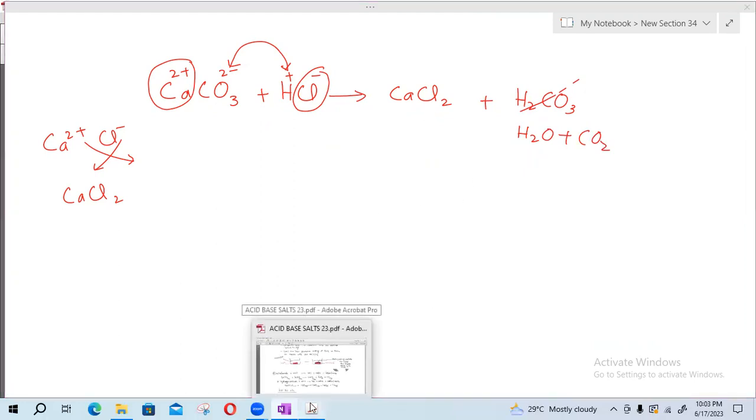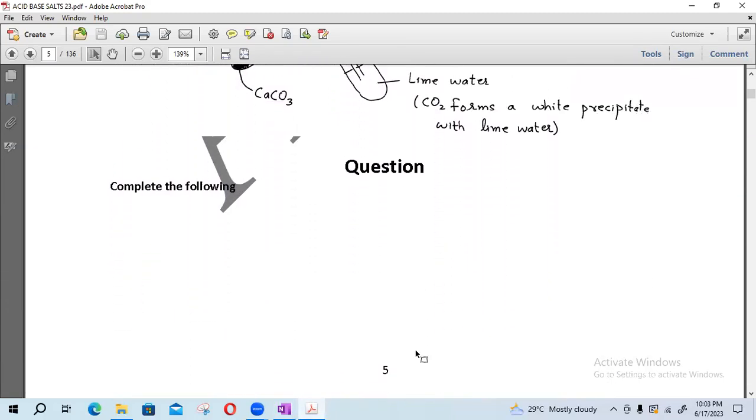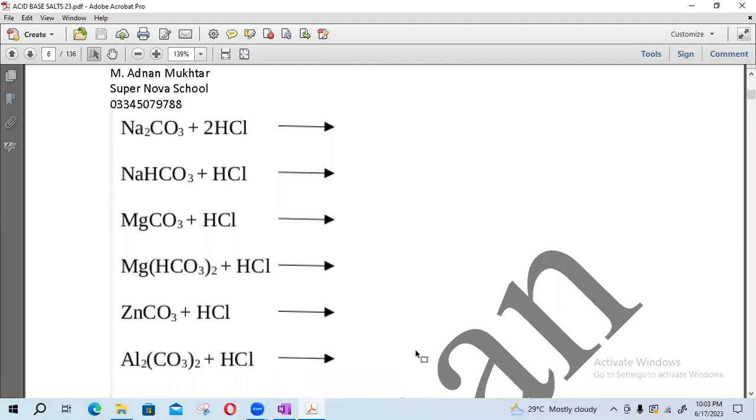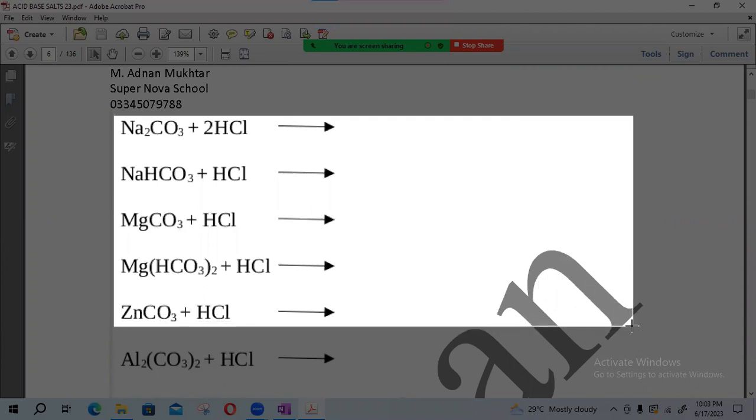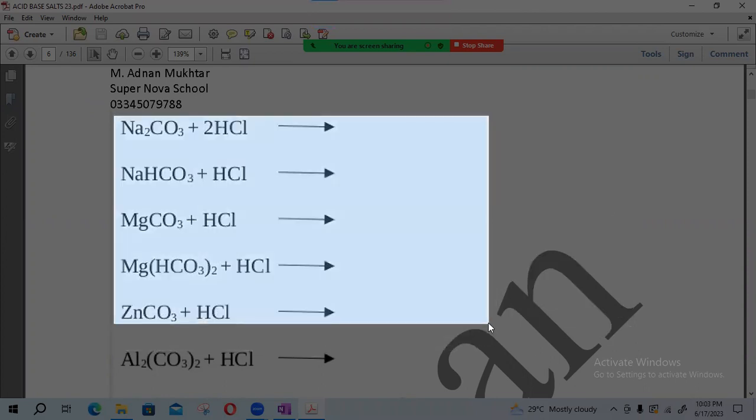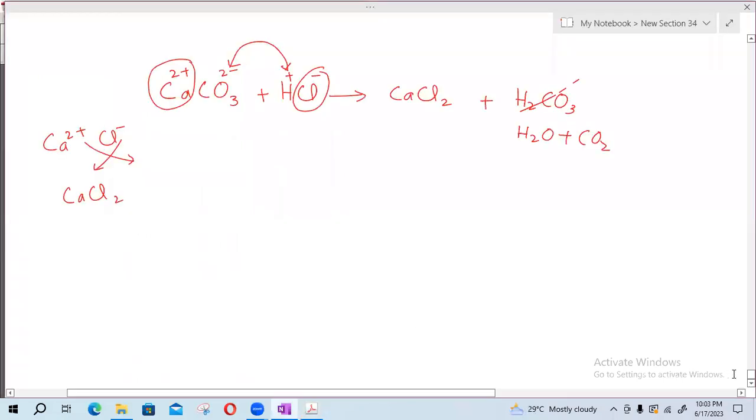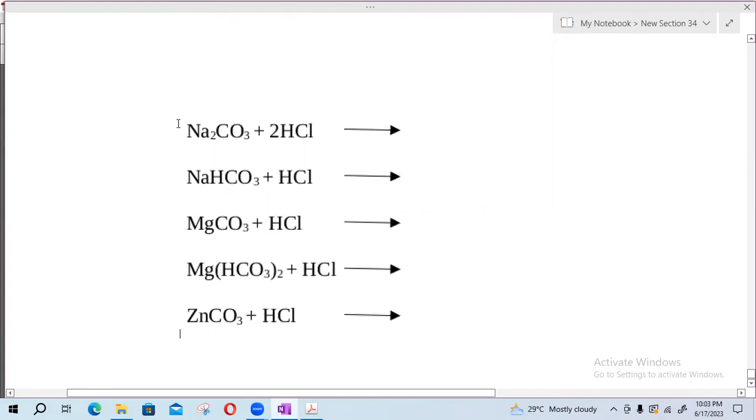Just for the sake of practice, we can do some more equations. Now, for the sake of this practice, we can do these examples.